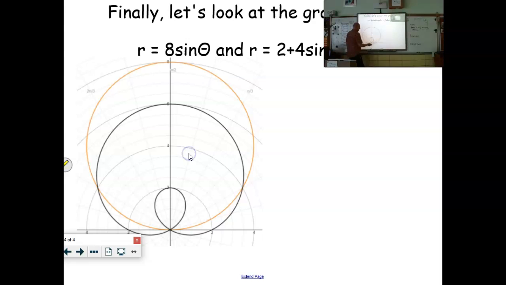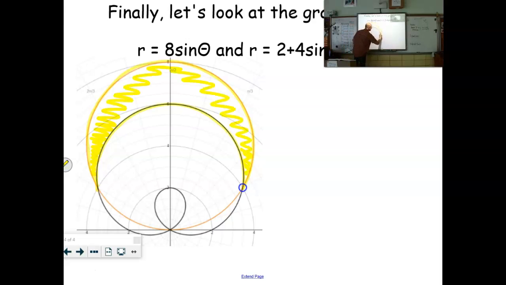Highlighter. Boom. I want to find the values of theta that would create this part of the circle and create this part of the limacon. Because between those two regions is this beautiful crescent moon. Look at that crescent moon in between there. I want to be able to find the area of this crescent moon.